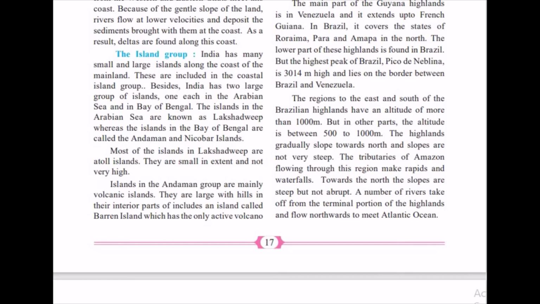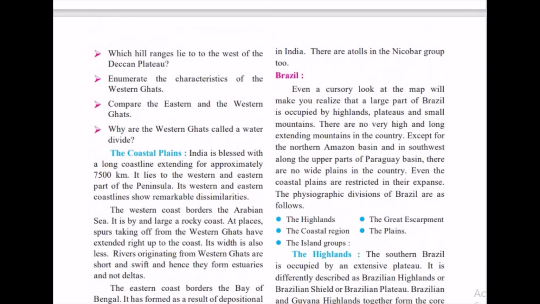Most of the islands in the Lakshadweep are coral islands. They are small in extent and not very high. Islands in the Andaman group are mainly volcanic. They are formed by volcanoes. They are large with hills in the interior. The group includes an island called Barren Island, which has the only active volcano in India. There are atolls in the Nicobar group too.